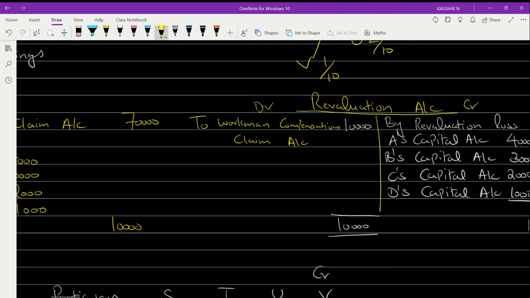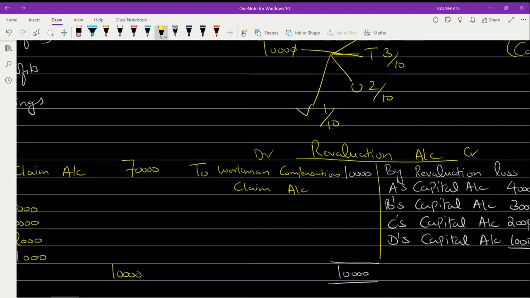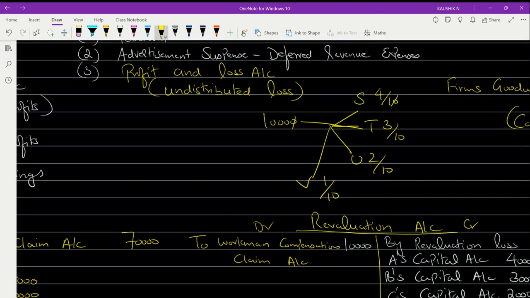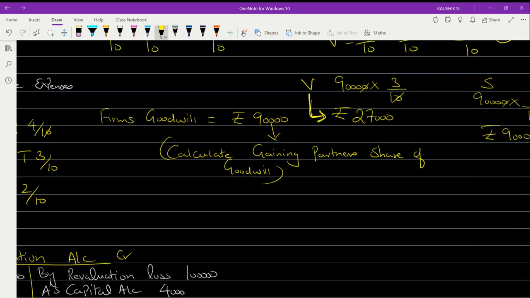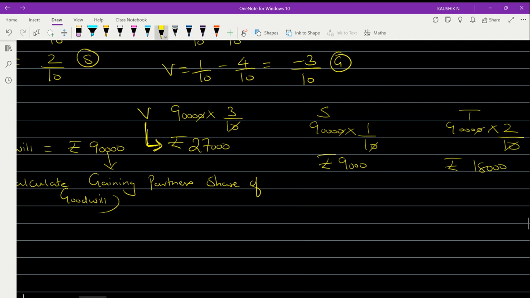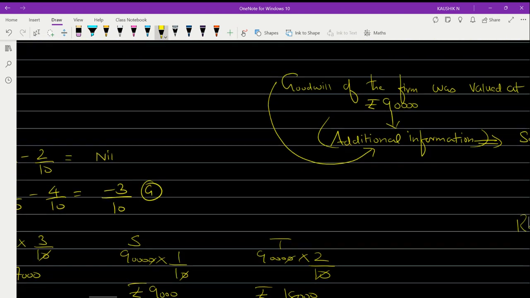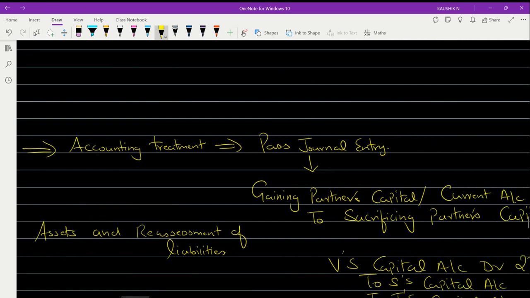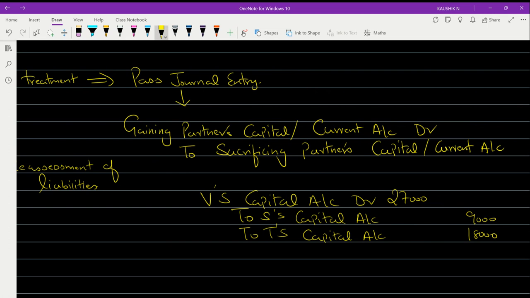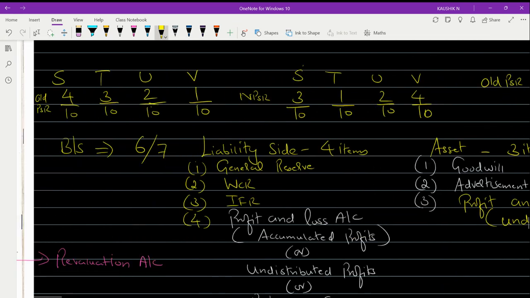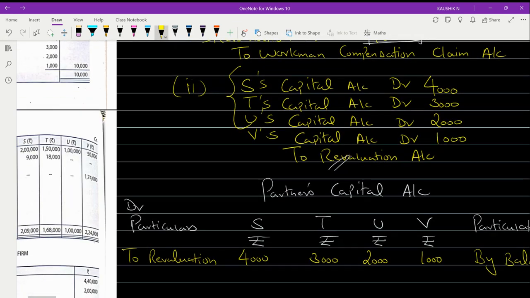Now, in the same way, we have the amount of goodwill which has been brought in and distributed. We had a journal for that, right? For that journal also you have to pass on to the partners' capital account. So just mention V's capital account debited to S capital account and T's capital account. So I should bring S capital and T's capital in the capital account on the debit side.